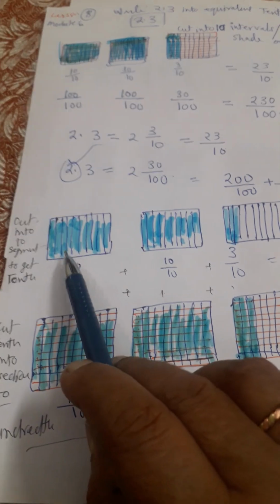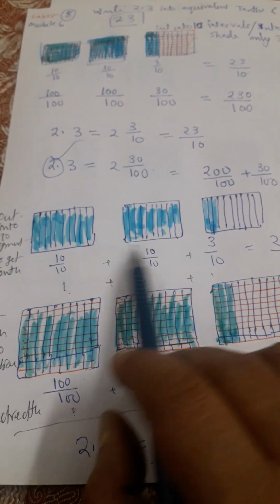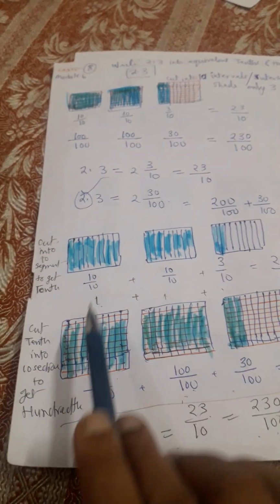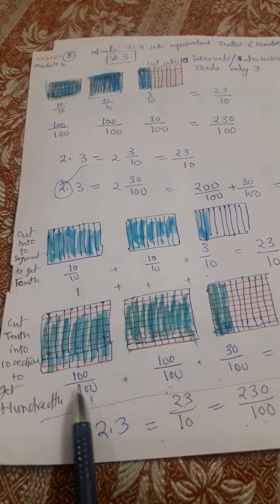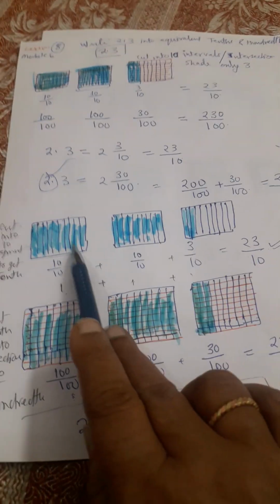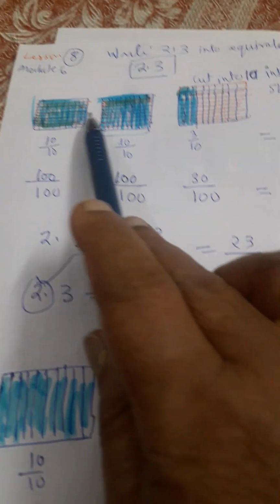Very easy it is. First we are cutting into 10 sections, so we will get 10 tenths, 10 tenths, 10 tenths here and here 3 tenths. Now again we will cut these into 10 sections each, so at that time we will get hundredths. It is the same thing, we are just cutting like this, smaller. Earlier I made tenths, then after that when we cut this way, I have written hundredths. First I cut it into 10, then each tenth is divided into 10 sections again. So we will get 100 over 100.